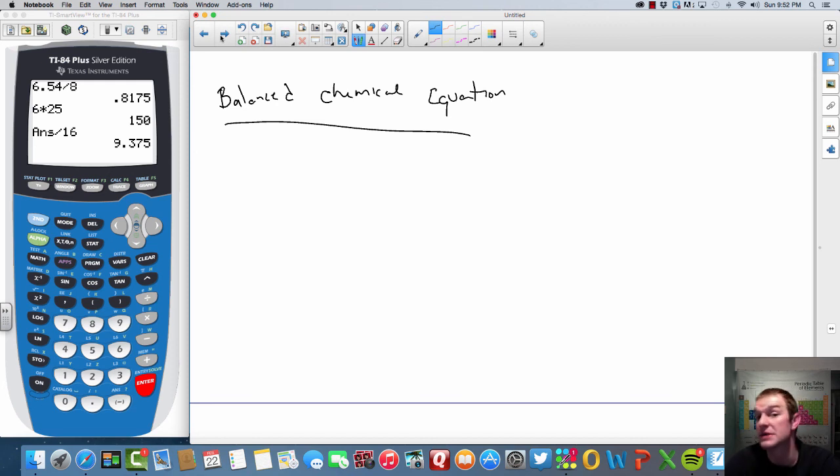The mole ratio is the most important aspect of what you are going to do for much of the rest of the time that you are in chemistry. If you can figure out mole ratios, you are good to go.